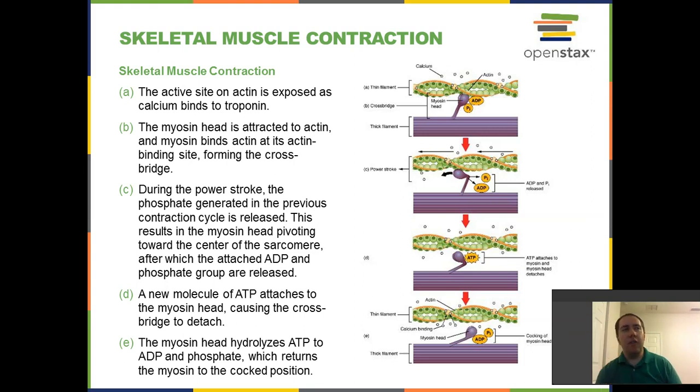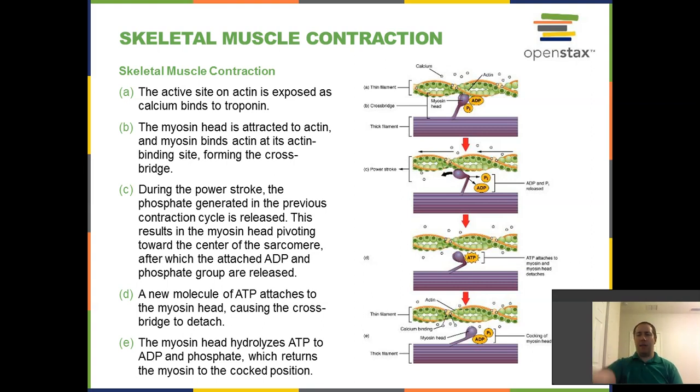When you use the energy from ATP, remember ATP stands for adenosine triphosphate. There are 3 phosphates on it. If you use one of them to get energy out, now you have ADP, adenosine diphosphate. And so triphosphate causes it to release. Diphosphate causes it to grab and pull.